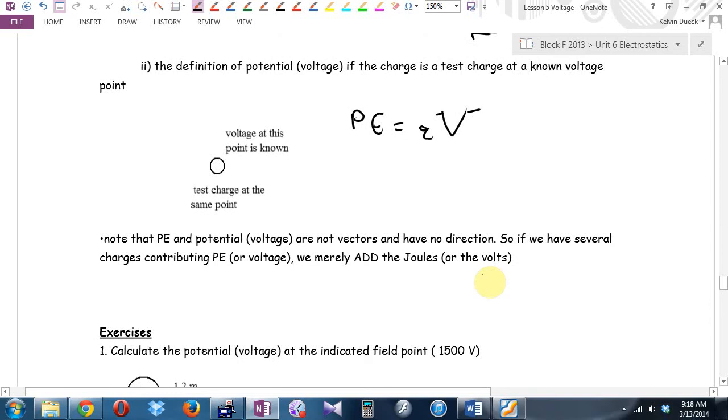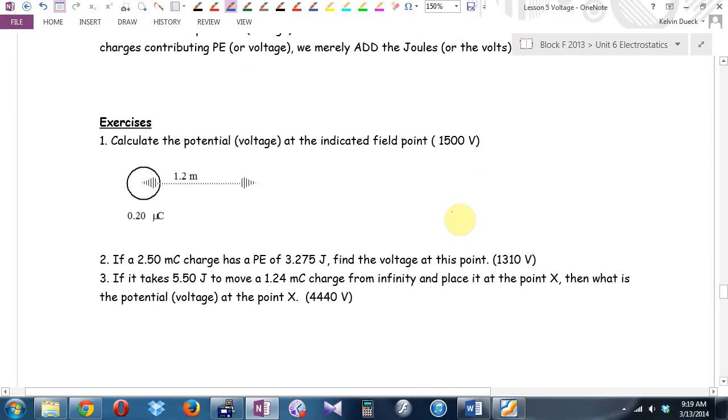Note, potential energy and potential, voltage, are not vectors, they are scalars. So if we have several charges contributing potential energy or voltage, just add them up. If it's joules, or add them up if it's volts. Oh, unless they say potential difference, what mathematical operation does the word difference mean? That's the fancy voltage word for a change in voltage. They just call it a potential difference.